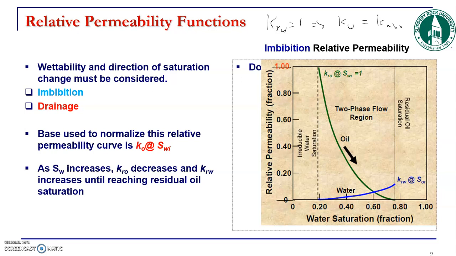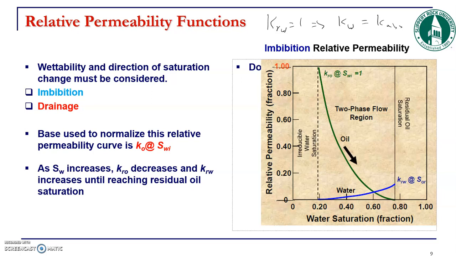The y-axis is relative permeability, a fraction between 0 and 1. The x-axis is water saturation, so this is a two-phase system only, and we are drawing relative permeability as a function of water saturation, which is between 0 and 1. Okay, so let's look at the numbers, how they look.